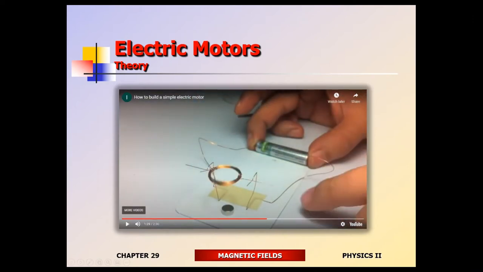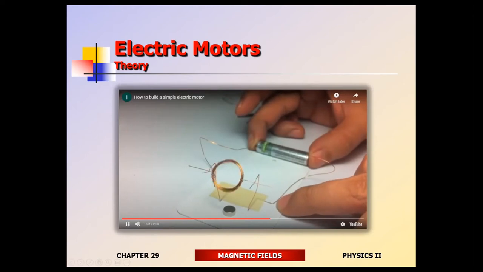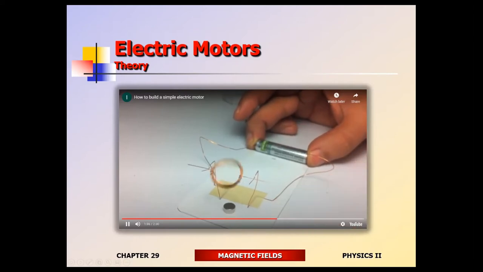When you have something this simple, you don't really see the details. Once you get it to move, because there's current running through it, it's going to keep on spinning. But put this in a car and check to see if the car is going to drive, and you will notice that it's not going to drive, because things are a little more complicated when you start to put a load on this thing.